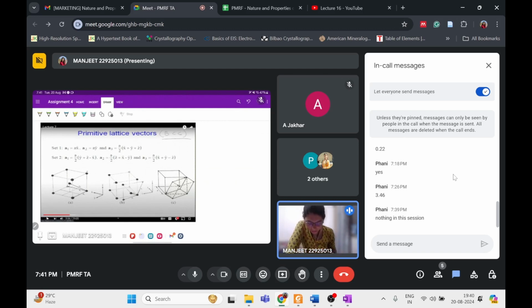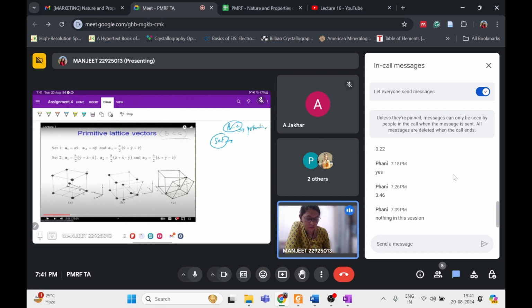So, I think set 2 is clear to you. So we have to discuss only set 1. Set 2 you can see from here. Set 1, for this question we have to set such vectors that can give you the primitive one in the BCC lattice.